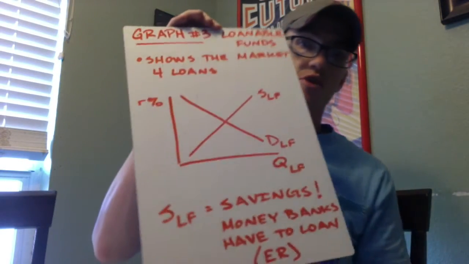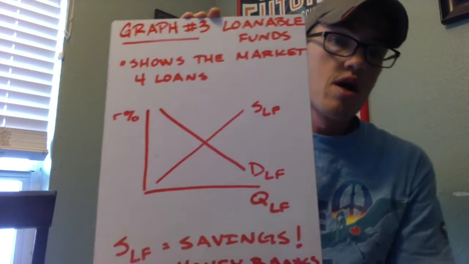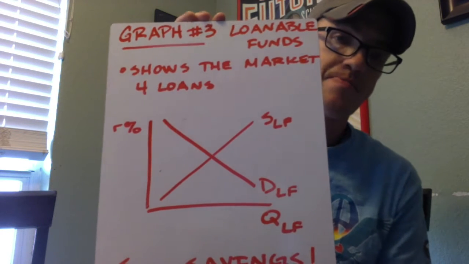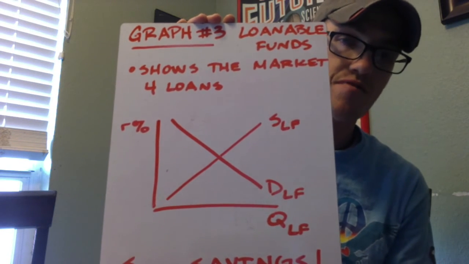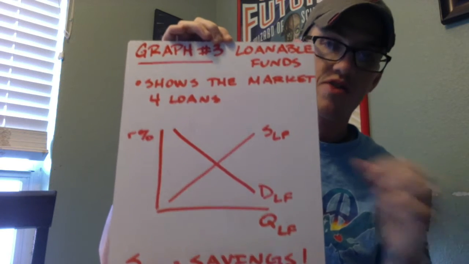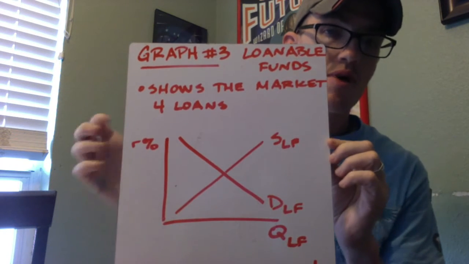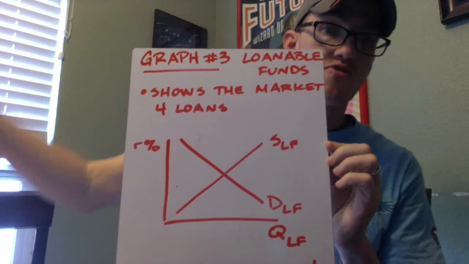Graph number 3. So we're on this square now, right here. It is the loanable funds market, right? The loanable funds market is the market for loans. Now, that's what the graph is even called, right? But you have to remember, who gives loans?